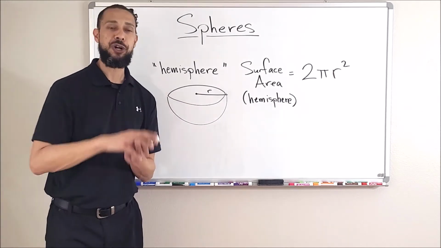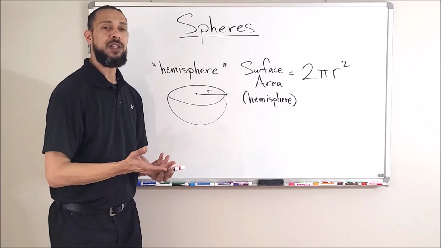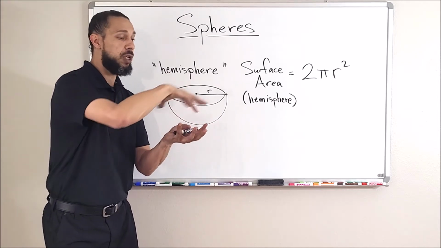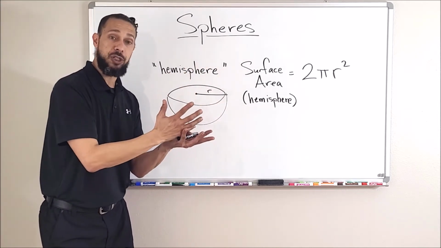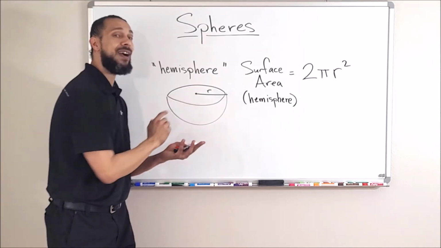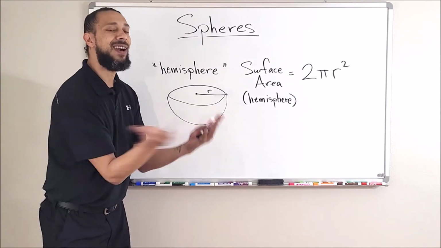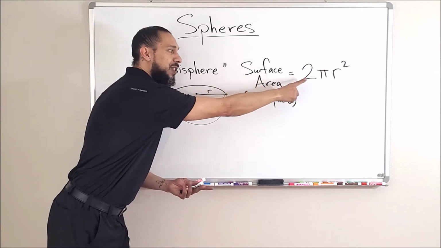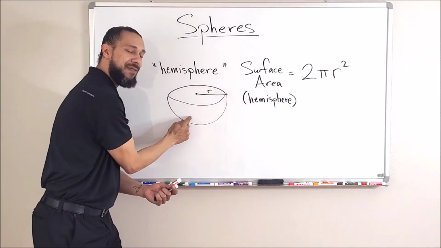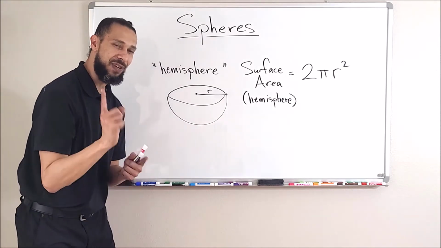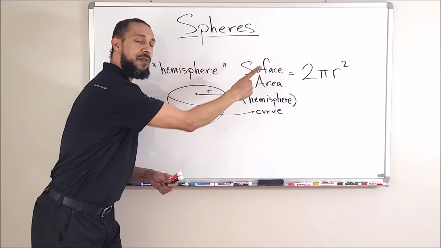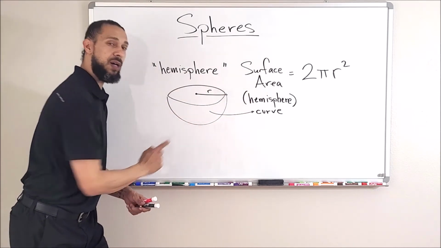Think about if I had an orange and I cut that orange in half. The surface area of the whole orange was around the outside of the orange. We didn't have this flat part before I cut it. So when I cut that orange in half, this surface area is just half of the curve on the outside. So that's the surface area of just the curved part.